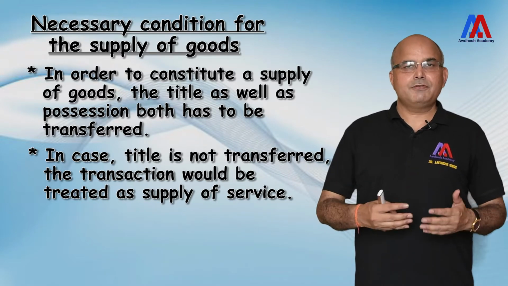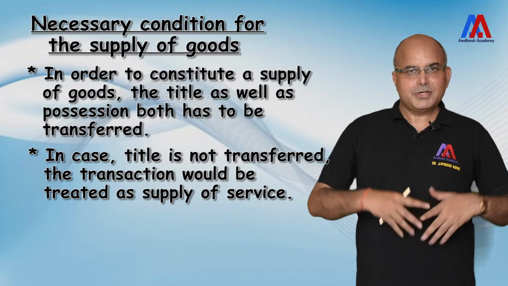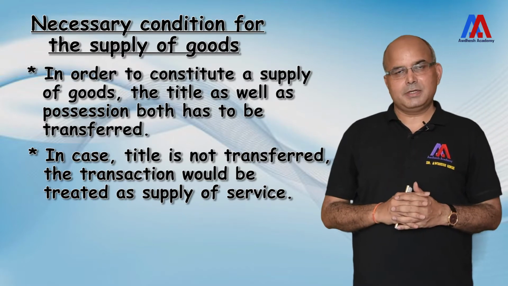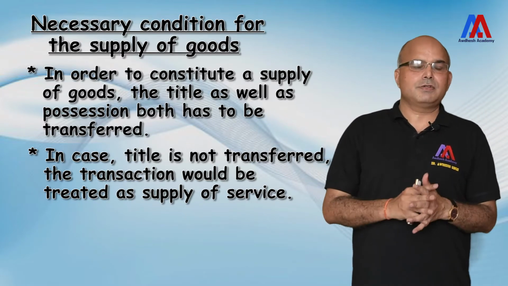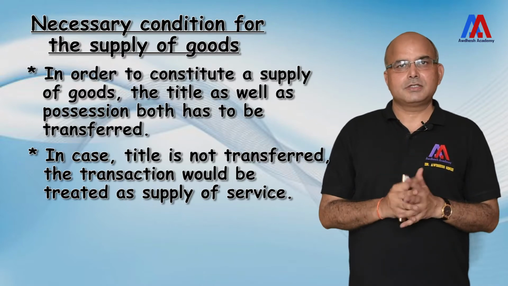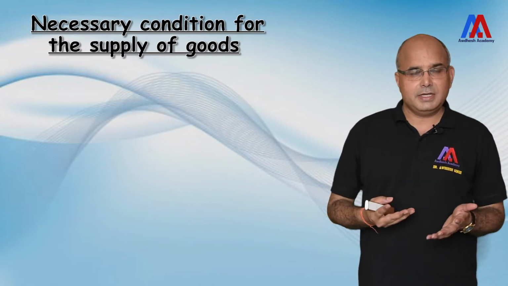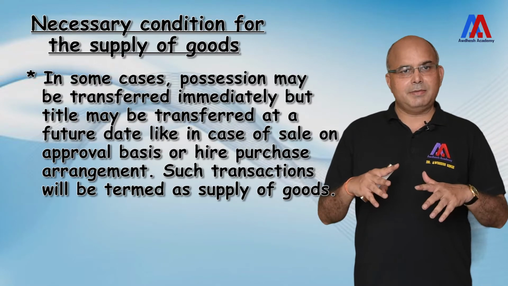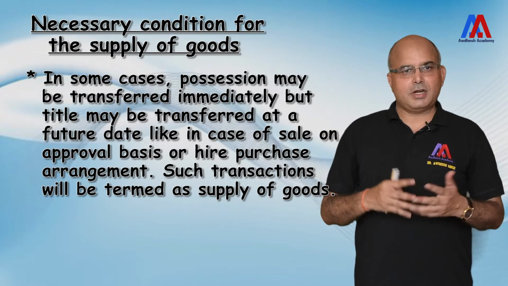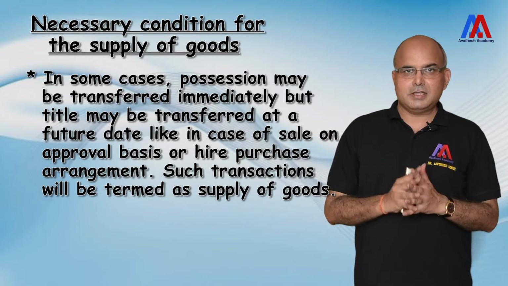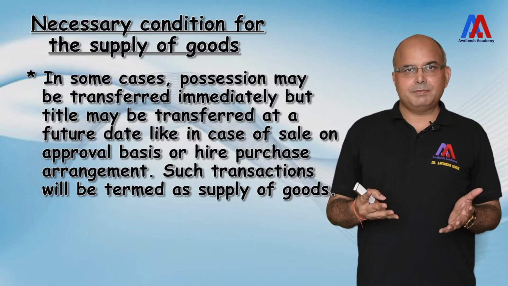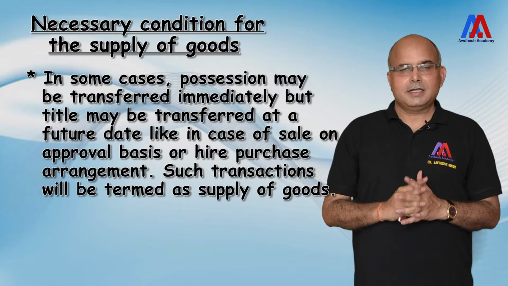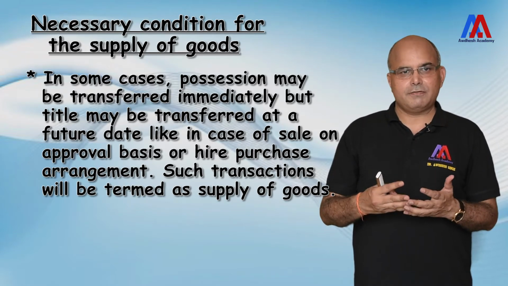For example, if you give a tractor for hire, a machine for hire, a car for hire, full possession is with the person but the title is not transferred. In that situation it will not be considered to be a supply of goods, it will be considered to be a supply of service. In the same way, sometimes the possession may be transferred immediately but the title may be transferred at a future date on an approval basis or hire purchase agreement basis. In this case also it is immaterial that the possession has been given now and the title will transfer later, because both the conditions are satisfied, therefore it will be treated as the supply of goods.